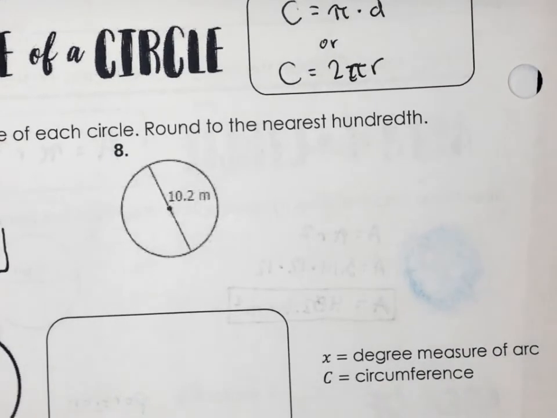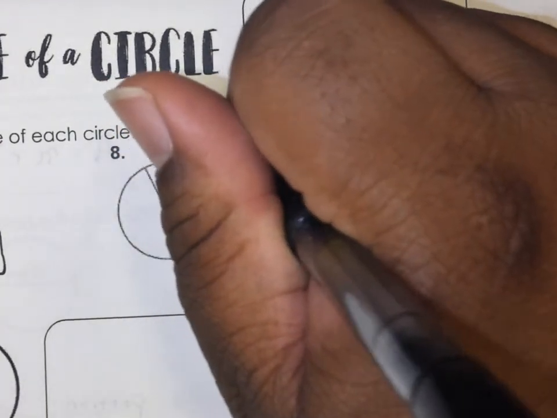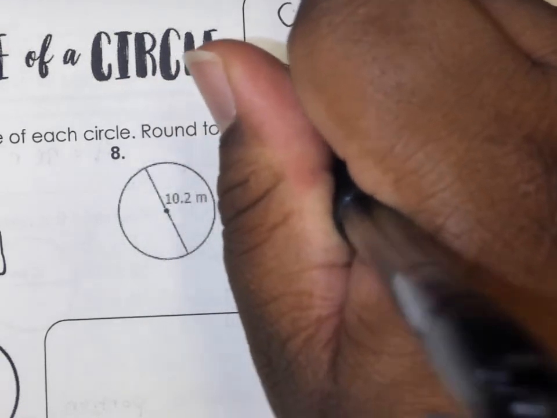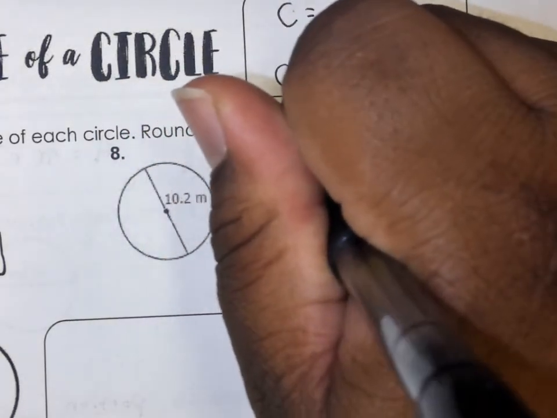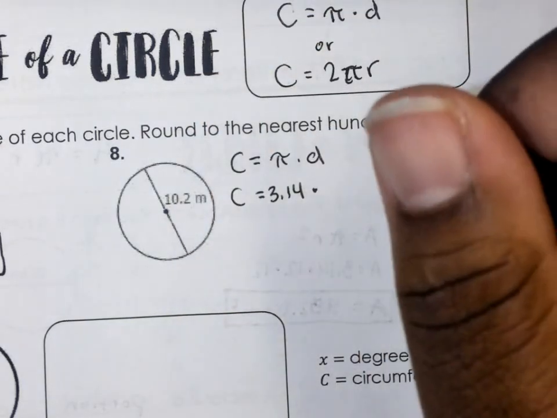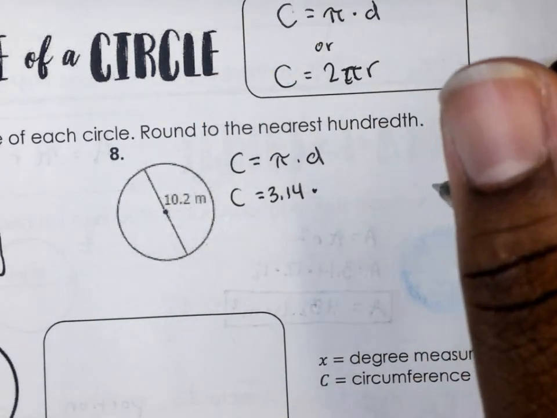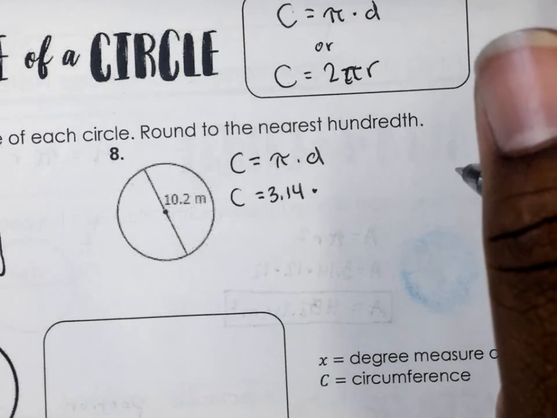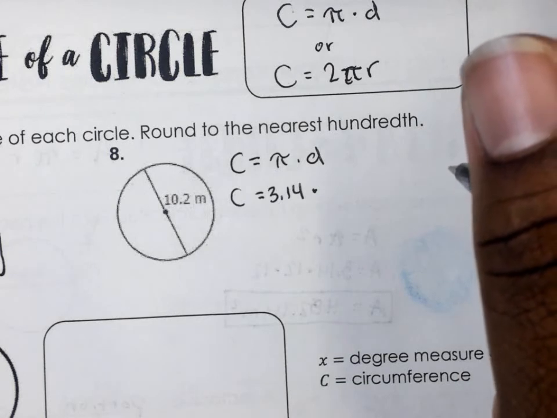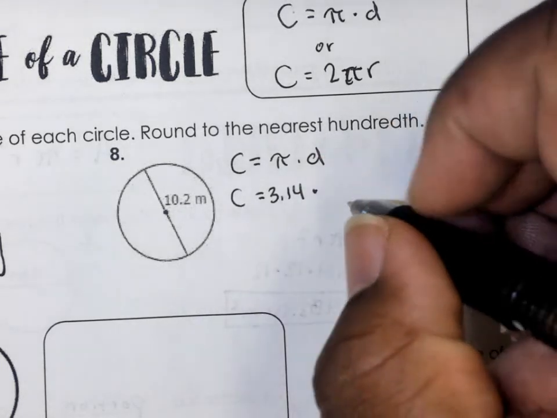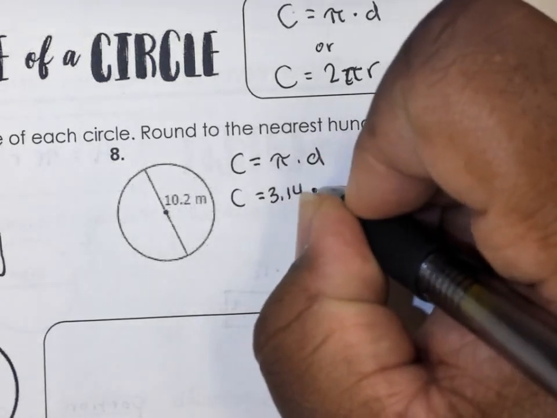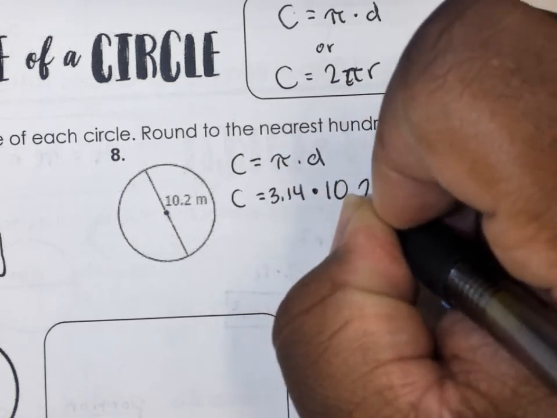Number 8. C equals pi times diameter. C equals 3.14 times what, Chris? You gonna go with what he said? 10.2.